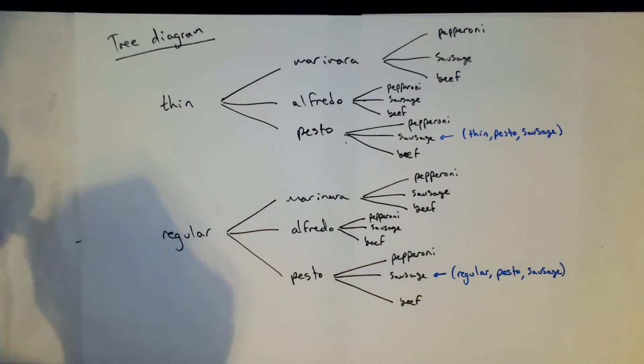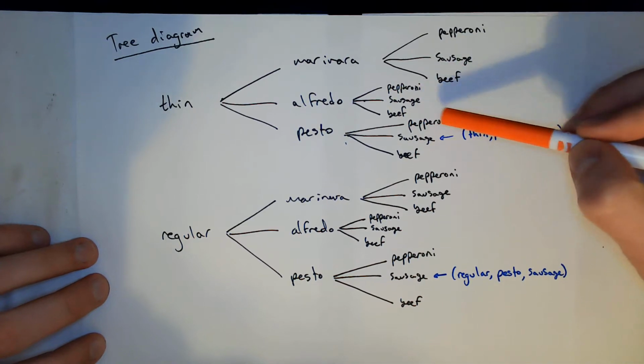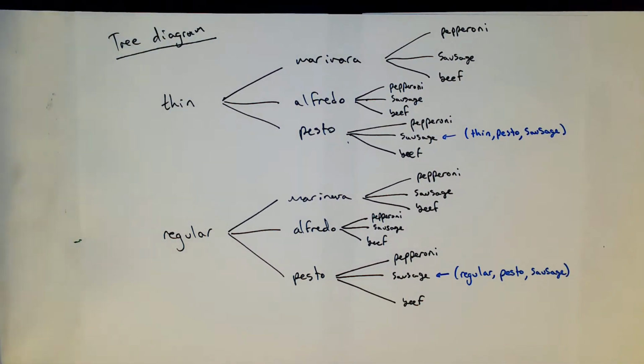So if I want to know all the unique combinations, I'm going to count them all up. So I'm going to say 1, 2, 3, 4, 5, 6, 7, 8, 9, 10, 11, 12, 13, 14, 15, 16, 17, 18. 18 total possibilities.